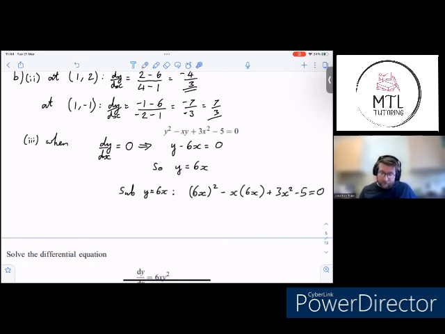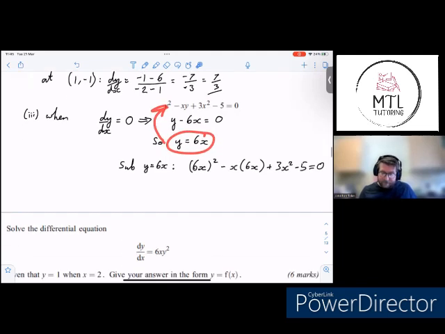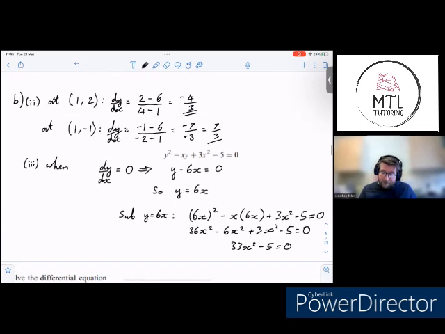the final solution. So all I've done there is, that's our original equation. We've rearranged this to make y the subject. Then we've taken this y and subbed it in. Okay, now I just need to tidy it all up. So that gives us 36x squared minus 6x squared plus 3x squared minus 5 equals 0. Collect all those together, we get 33x squared minus 5 equals 0.